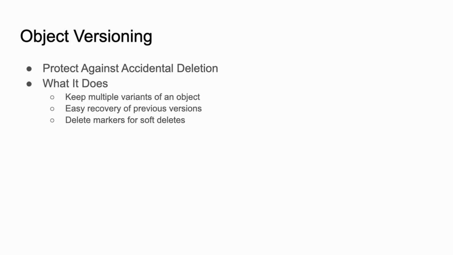Object versioning is another important new feature. It can protect against any accidental deletions. How it works is you will keep multiple variants of an object, and you can easily retrieve any previous versions. For deleted objects, the deletion will be represented by a deletion marker.